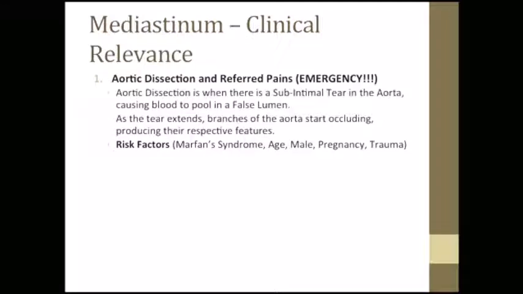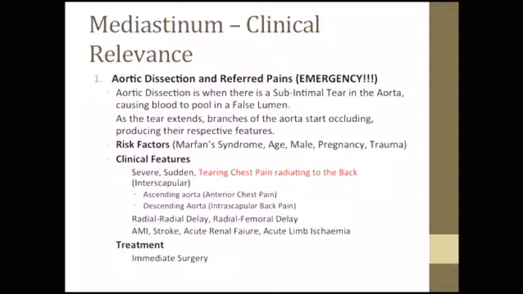Risk factors include Marfan syndrome, age, male, pregnancy, trauma. And one very important one, which I forgot to include there, is hypertension as well. So clinical features, you have severe, sudden, tearing chest pain that radiates commonly to the back. Commonly because not all of them actually radiate to the back. So the ascending aorta tends to refer pain more to the front. The descending aorta, if it's torn, refers to the back.